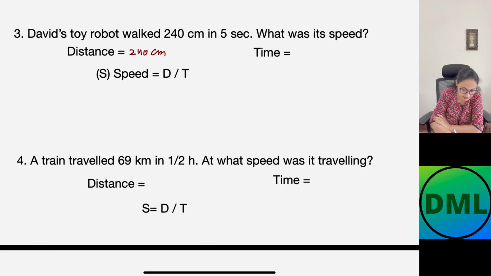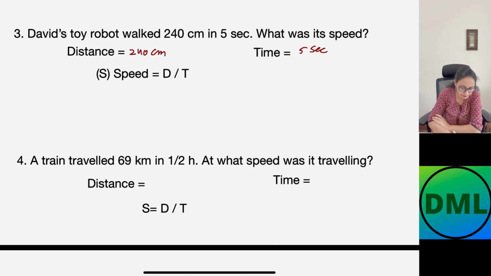240 centimeter is the distance. Time is given to us as 5 seconds. Let's write down here 5 seconds. If I find out the speed, it is basically distance over time. Distance unit is centimeter and time unit is seconds, so I will find my answer as centimeter per second. So that will be the correct unit. I can divide it and write down the answer.